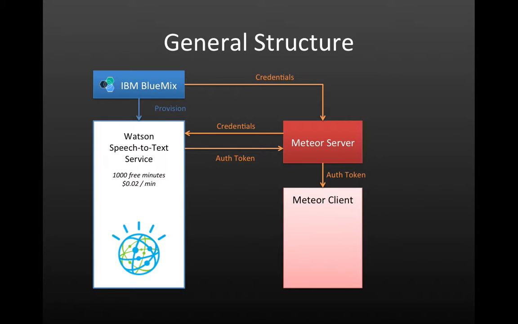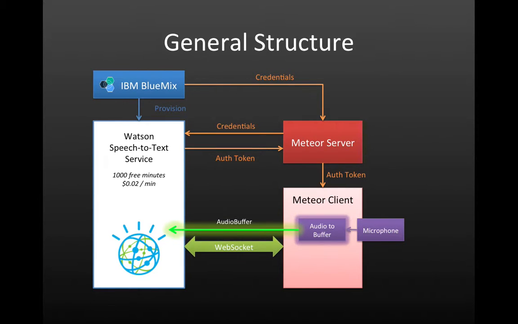Then you send that auth token to the Meteor client, and then the client can basically activate the microphone, create the WebSocket connection to the service, providing that authentication token to be accepted, and then transform the audio signal into a buffer and send the buffer in chunks through the WebSocket to the service. Then a response comes back, which is basically the transcript and word alternatives. I'll get to that in a second, how that looks. And then you can use that to populate a text area with whatever the person has said.